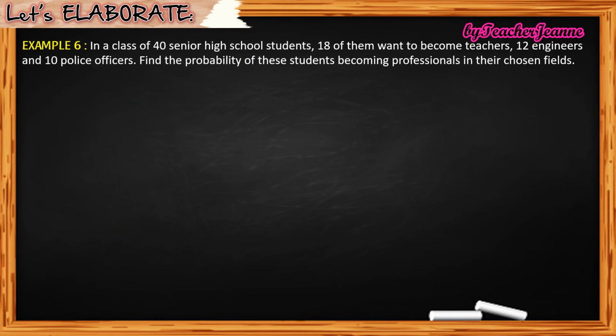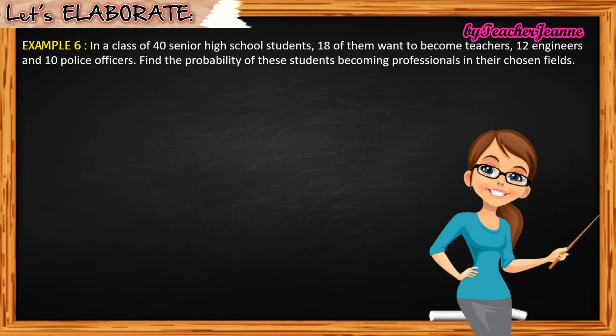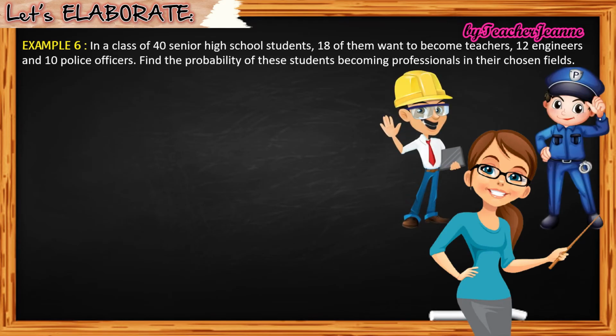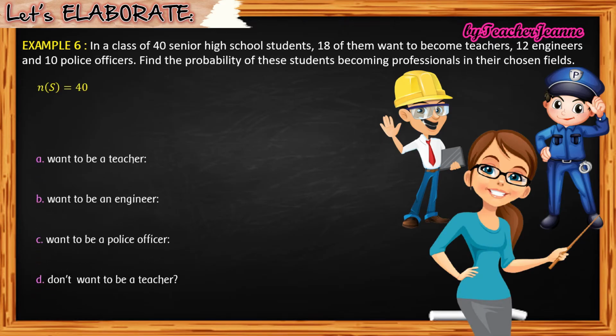For example number 6, in a class of 40 senior high school students, 18 of them want to become teachers, 12 engineers, and 10 police officers. Find the probability of these students becoming professionals in their chosen fields. So the number of possible outcomes is 40, and the probability of an event is equal to the number of favorable outcomes divided by the number of possible outcomes.